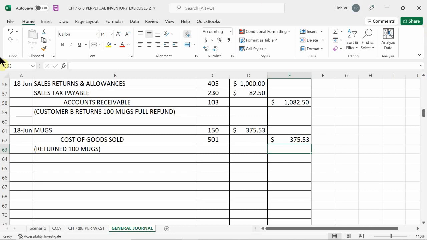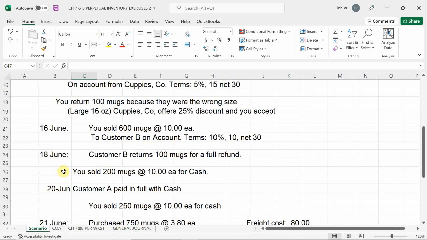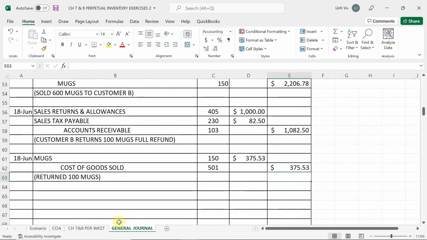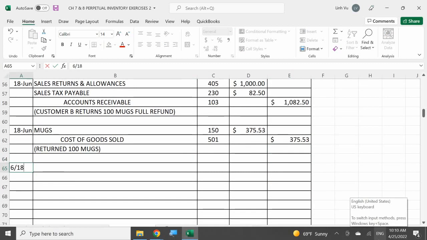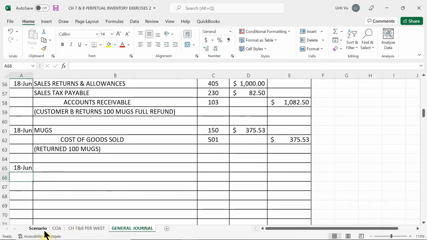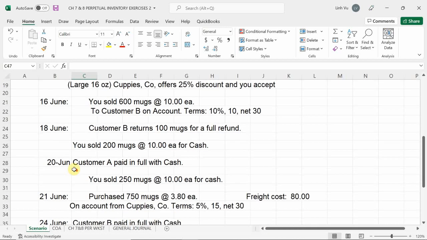All right, so we left off on June 18. So let's continue on to see what happened next. June 18, customer B just returned their coffee mugs, right? And we just journalized that transaction. But also on the 18th, we end up selling 200 mugs for $10 each for cash. So we actually had some cash sales that very same day. So how do we record these cash sales?